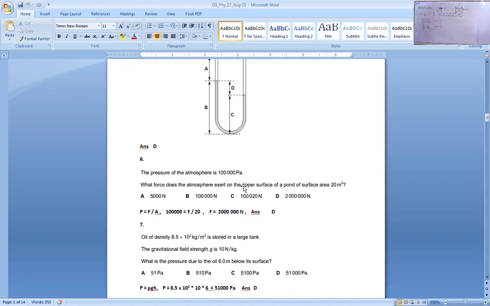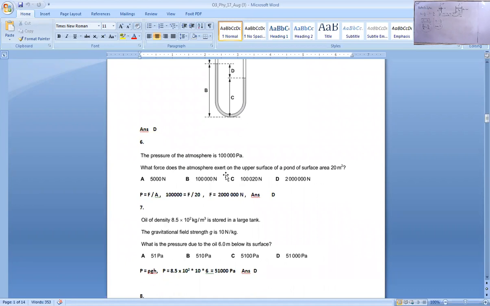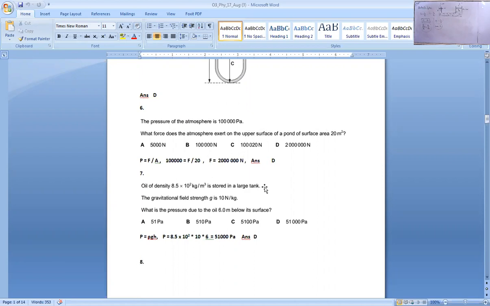Number 6 says the pressure of the atmosphere is 100,000 pascals. What force does the atmosphere exert on the upper surface of a pond of surface area 2 meters square? We know pressure is force over area and we have to calculate force. So pressure is 100,000, area is 2 meters square. So if we cross multiply, we get 2 million newtons. So answer is D.